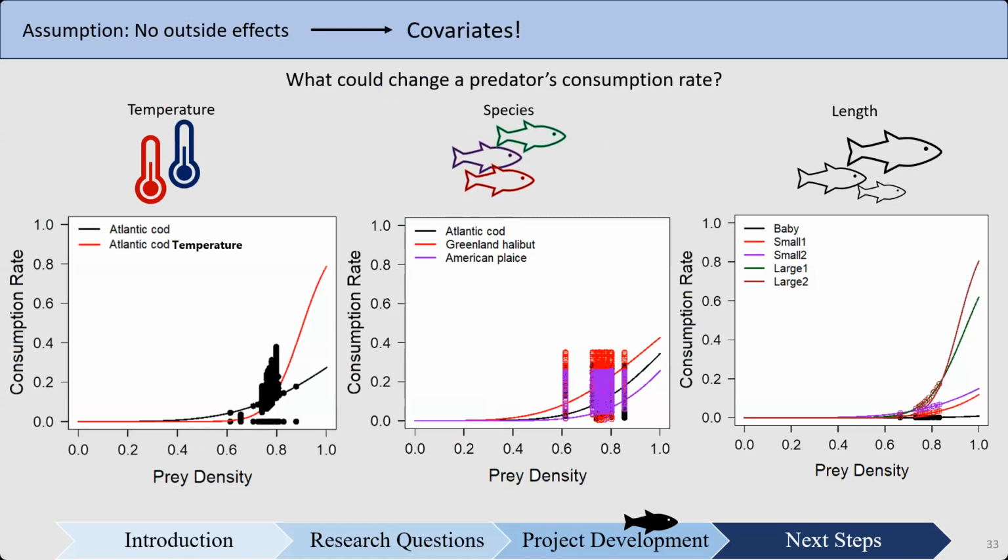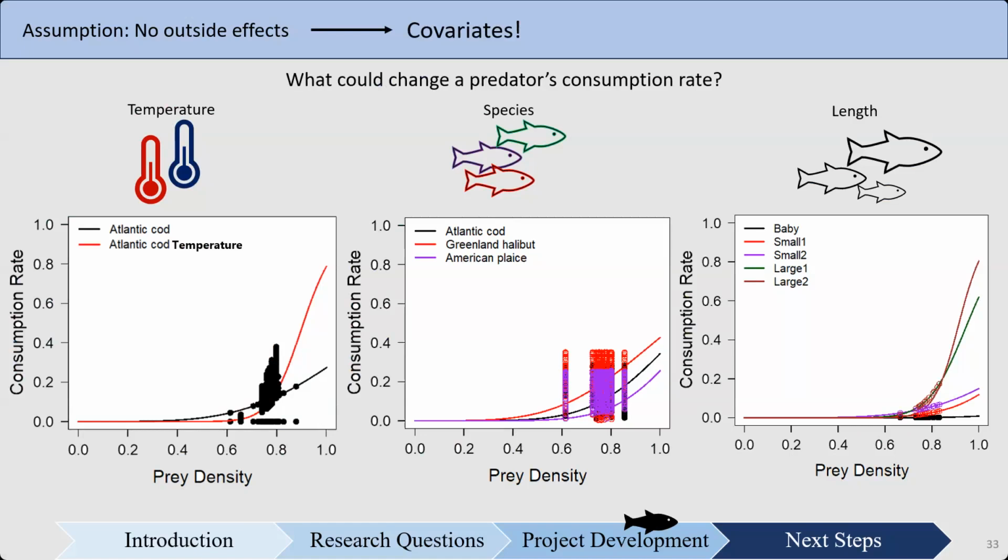And when we actually look at these functional responses that we get when we add temperature into a model, where the black line is a model that doesn't include temperature as a factor, compared to the red line where we do include temperature as a factor, there is a big difference between the shape and also the magnitude of consumption rates between them.